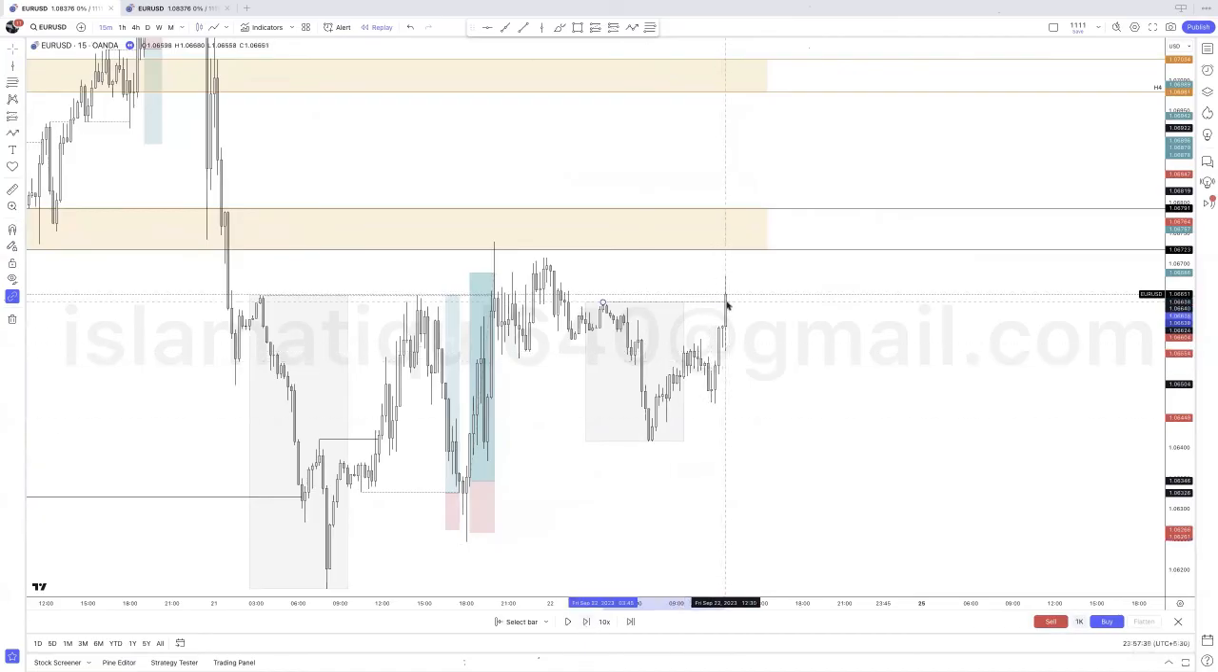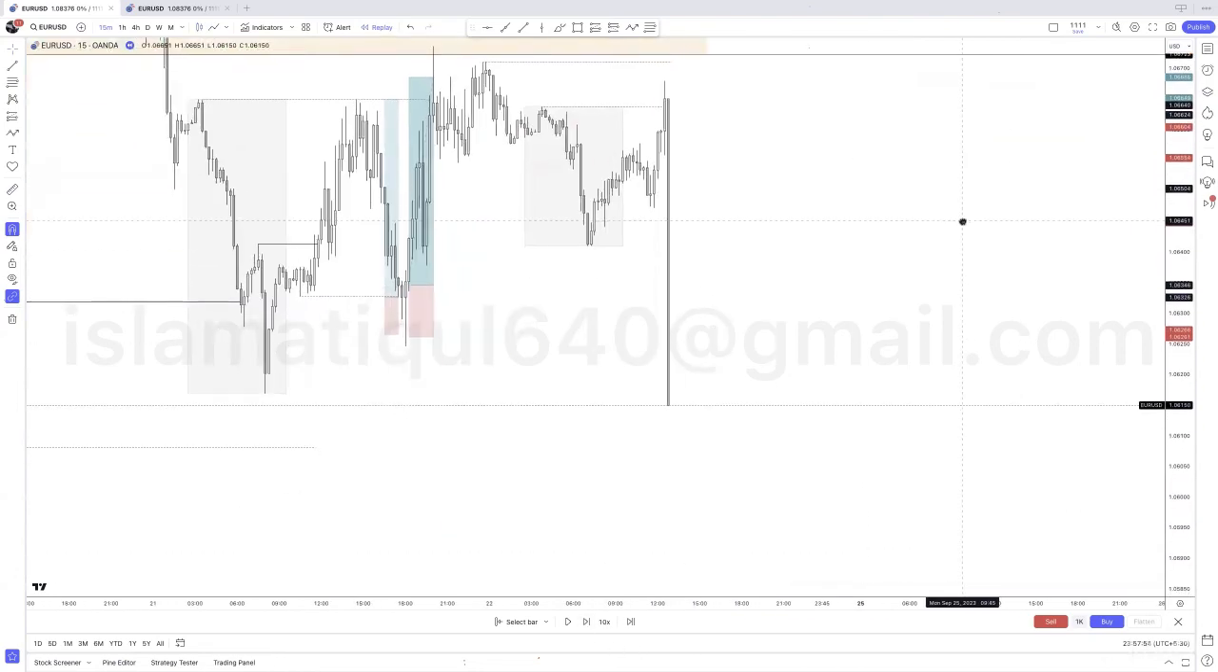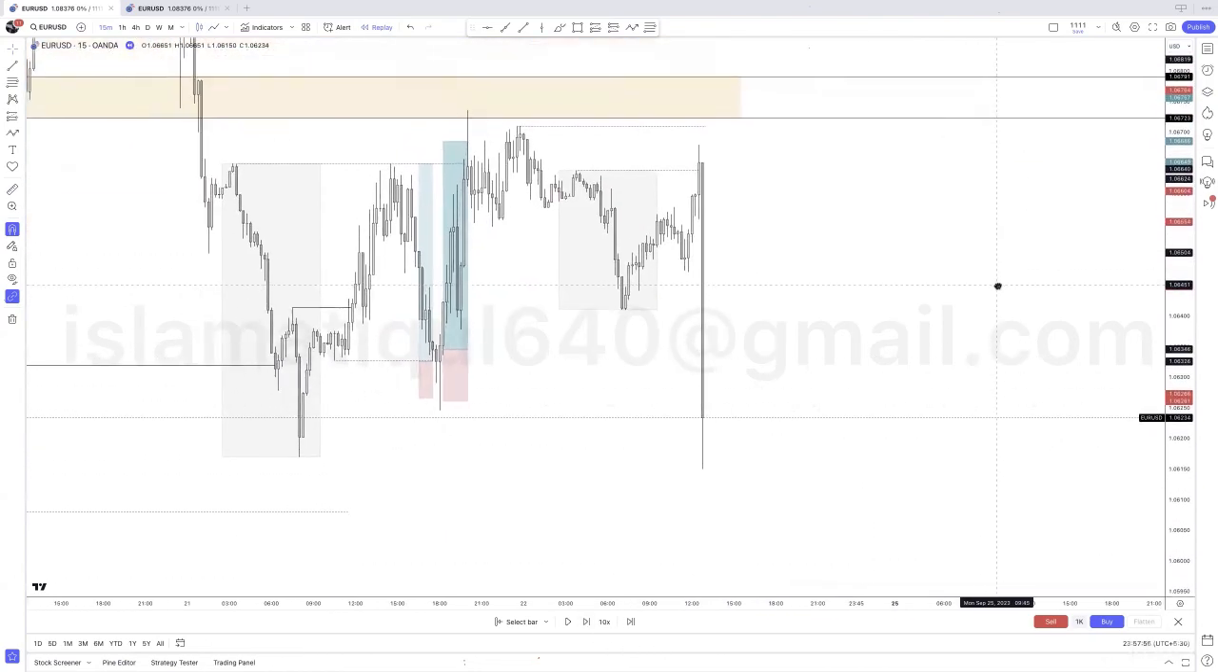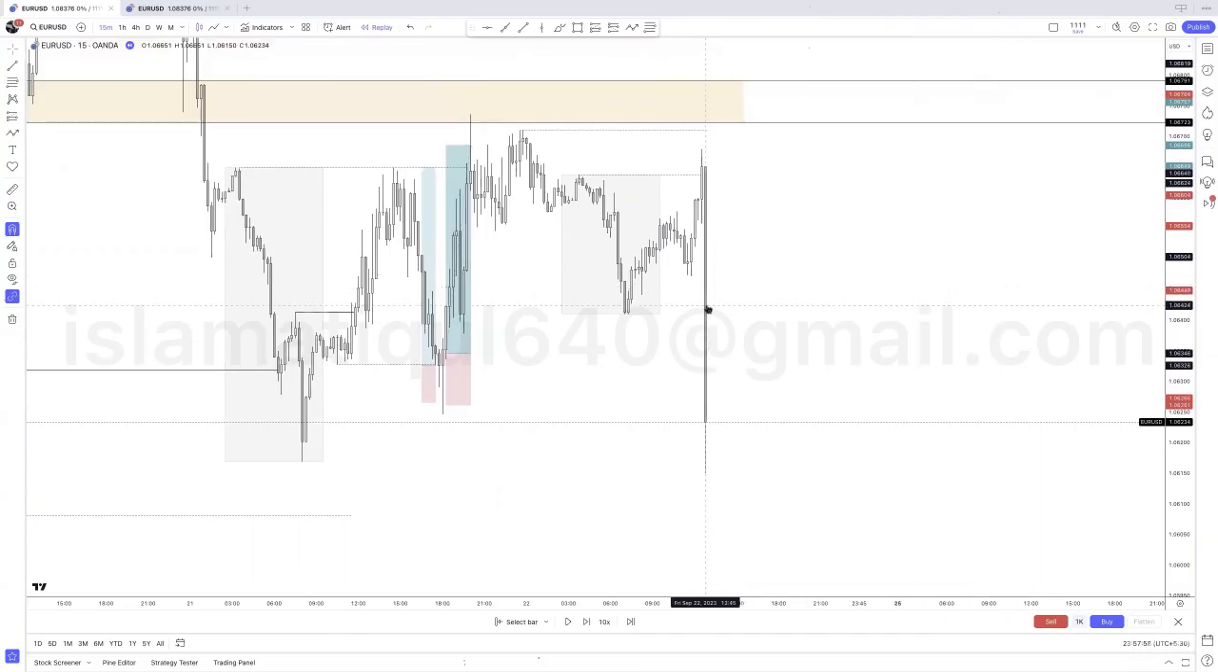There we have a sweep of the London high. But the thing is, I think this high might also be liquidity and it might give us a tap into this itself. Might take out this one and this one. So I'm not going to pull the trigger here. Let's see. Oh, a good drop.